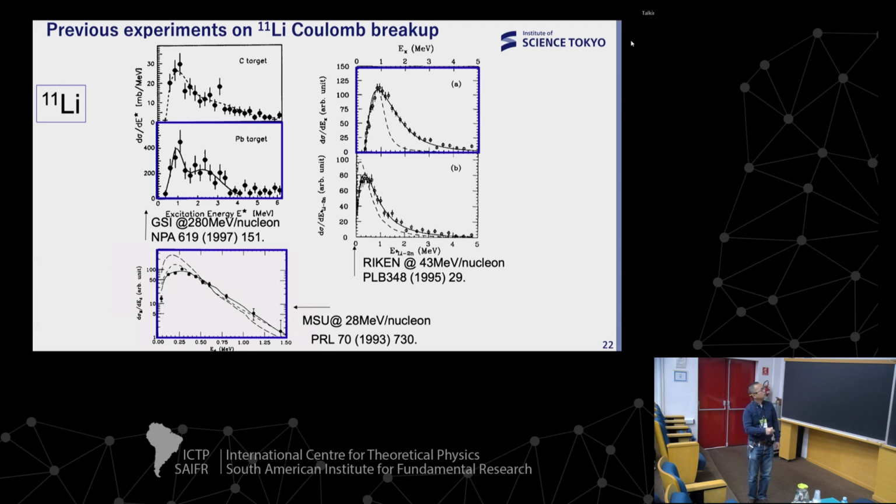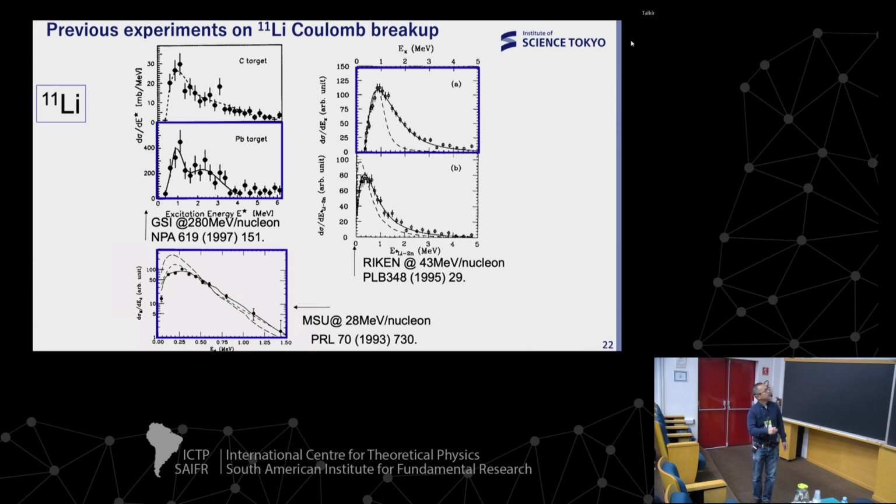They showed this Coulomb breakup cross-section as a function of excitation energy. This is 0 to 1.5 MeV, and this is a logarithmic scale. And then there is RIKEN data at 43 MeV per nucleon. This is the Coulomb breakup cross-section, and this is the threshold energy, so this is the excitation energy again.